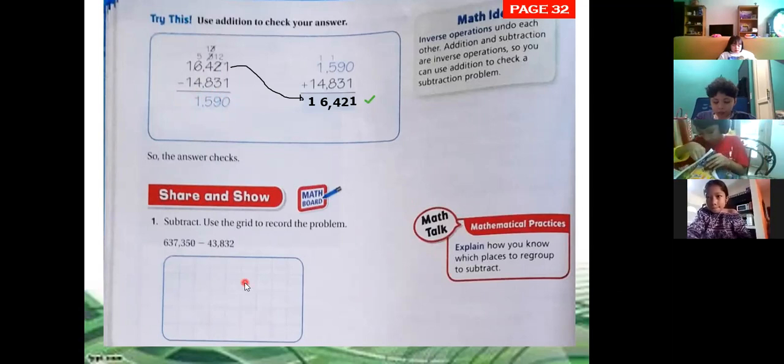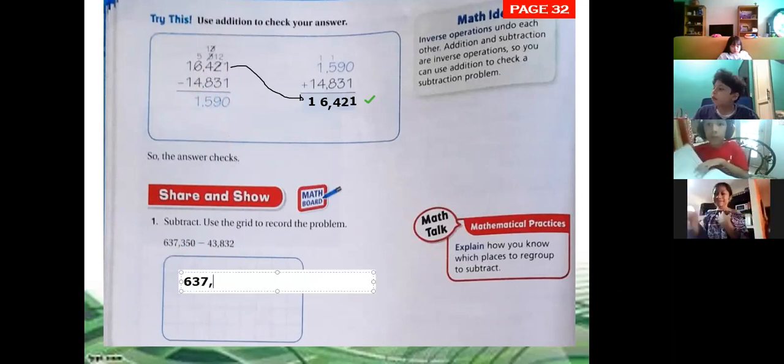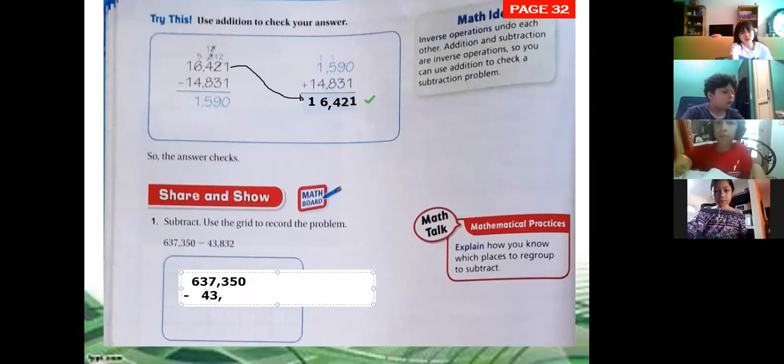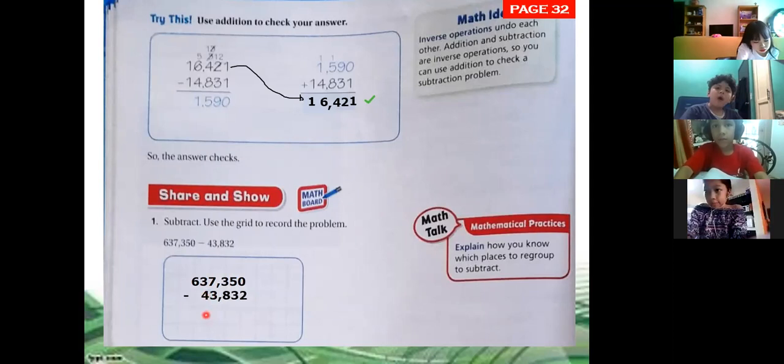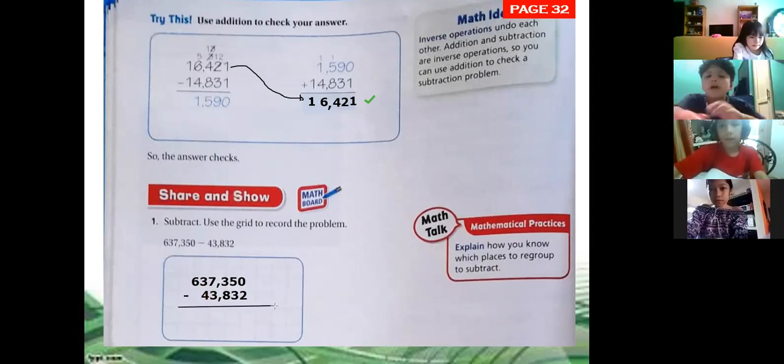Now, let's continue subtracting. We're going to subtract these two amounts. We have 637,350 minus 43,832. So we are going to use this space to subtract. In your book, you need to complete this. Remember to write the numbers according to the value they have. So we need to write ones under ones, tens under tens, and hundreds under hundreds. In this case, 43, so the four is under the three because that is the value of four. It's in the ten thousands. So we're going to subtract this.